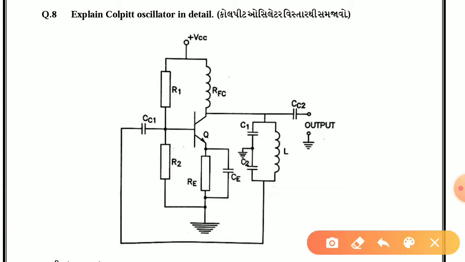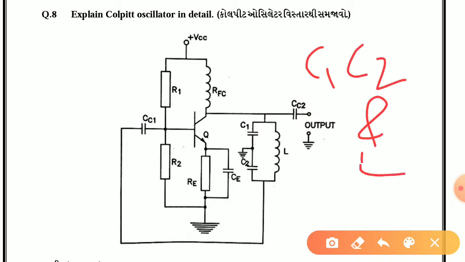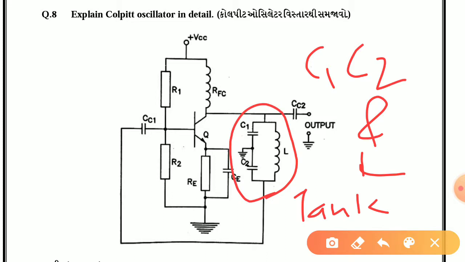Here you can see the modification: the coupling capacitor CC2 is not put here, it is put at the output side. CC2 is the output coupling capacitor, CC1 is the input coupling capacitor, and here C1, C2 and inductor L make a tank circuit. This portion makes the tank circuit. In the Colpitts oscillator, the capacitor is divided in two parts, while in the Hartley oscillator, the inductor is divided in two parts.